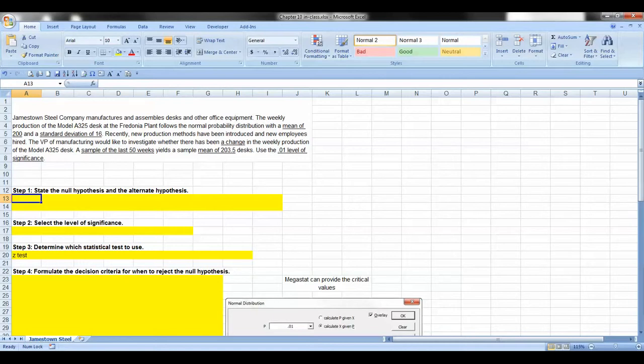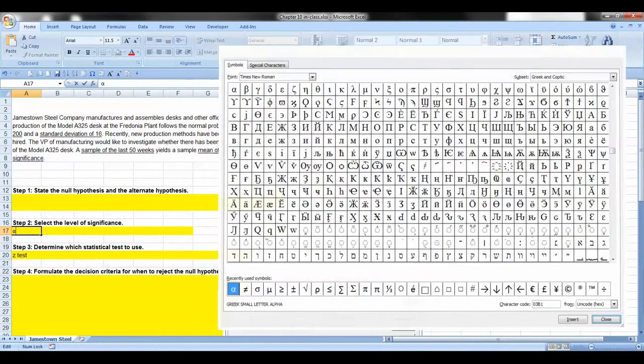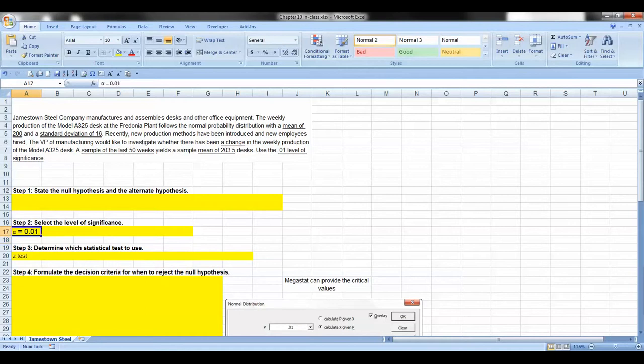And the sample of the last 50 weeks is our n, the mean is our sample mean, and we're given our 0.01 level of significance. So let's go ahead and put that in right away. So there we have steps 2 and 3 filled out.